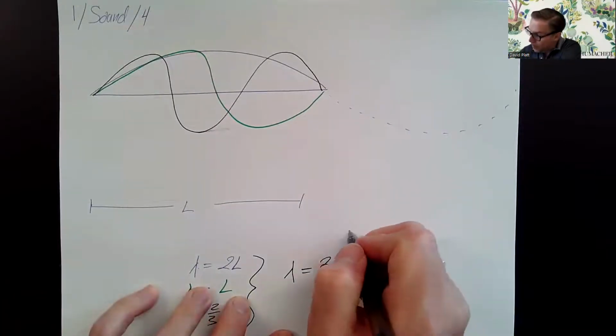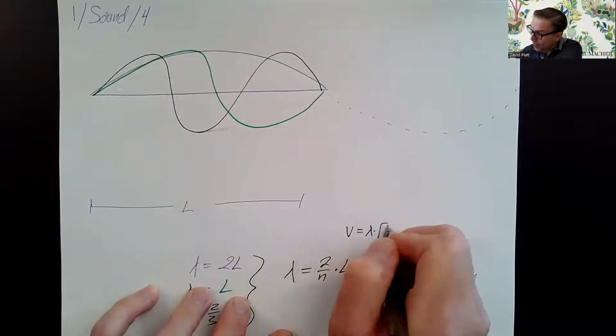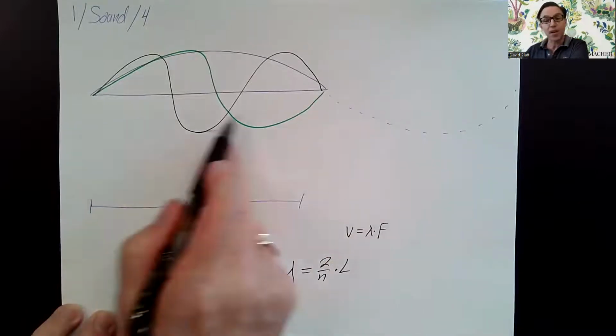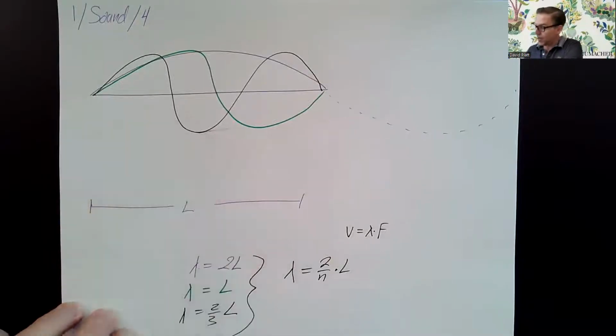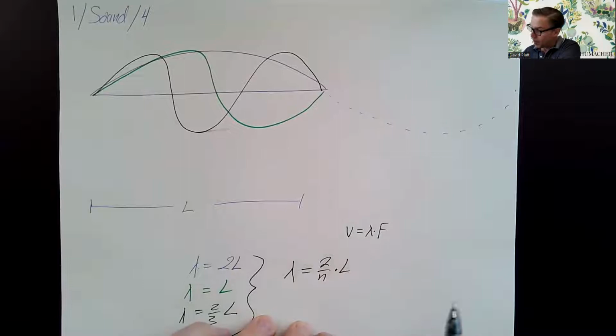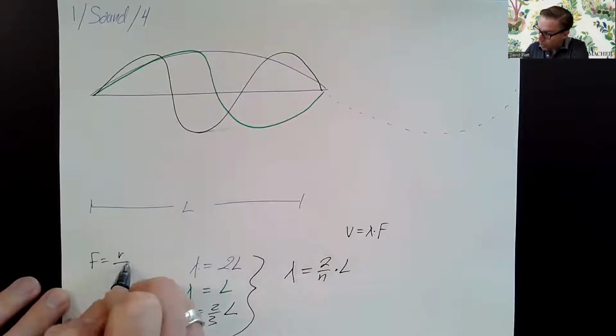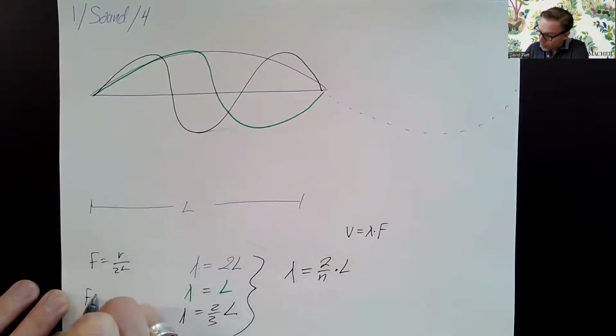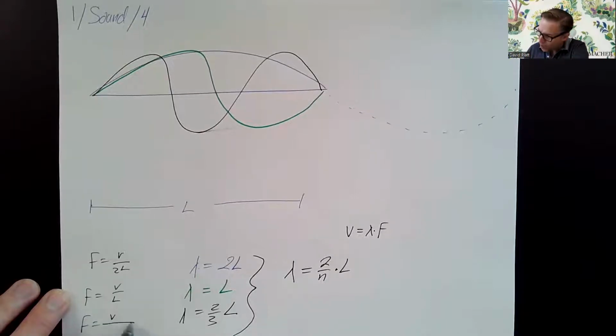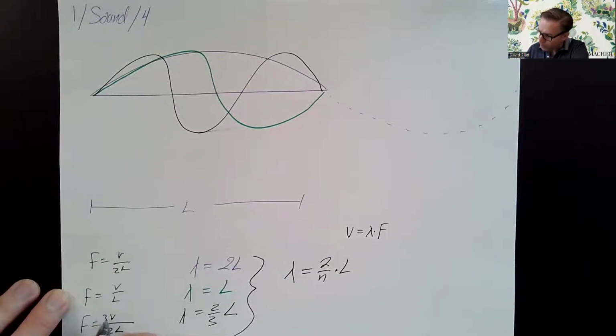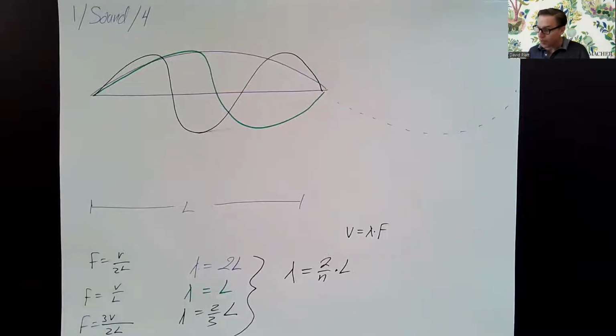And then since I know that wave speed equals wavelength times frequency, I can talk about the different frequencies that work on here. Frequency is V over lambda. So frequency equals V over 2L. Frequency equals V over L. Frequency equals V over 2/3 L, which puts the 3 up there. And so this is V over 2L. This is 2V over 2L. This is 3V over 2L.